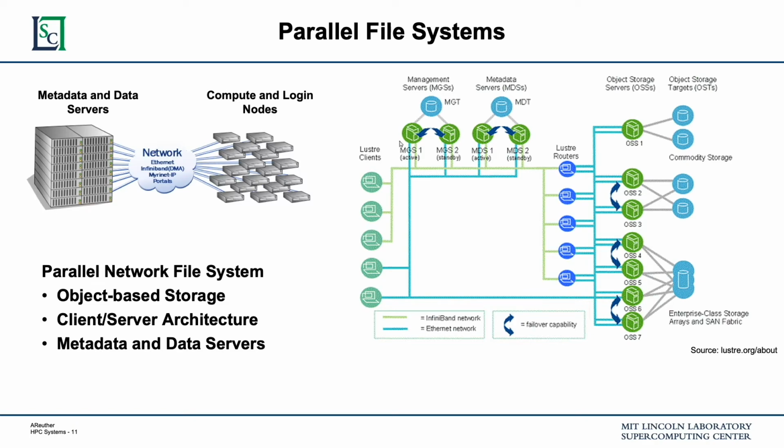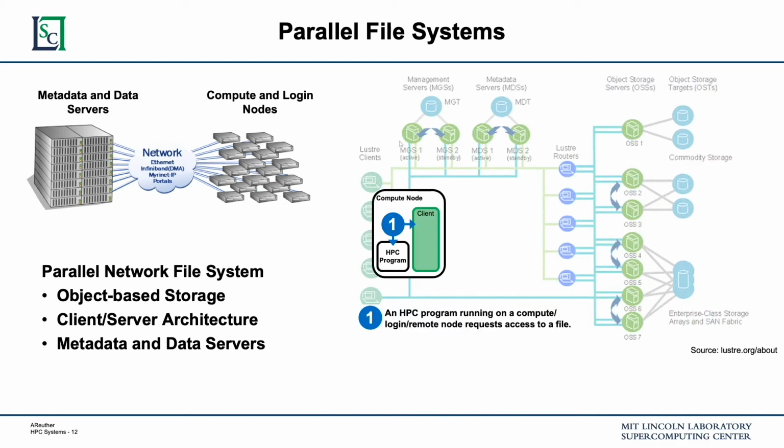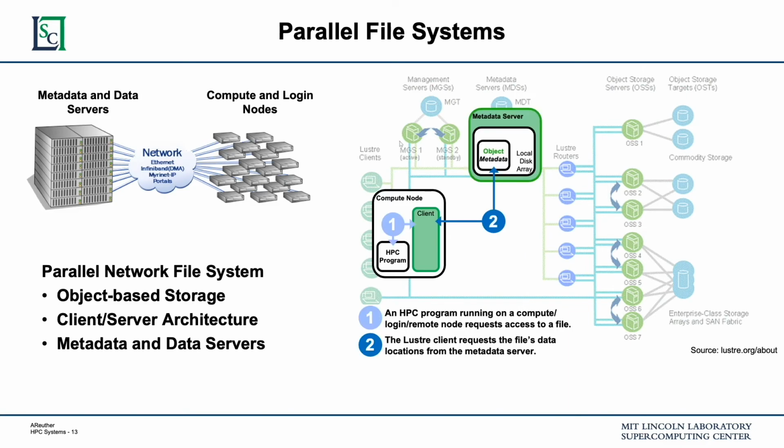Given the architecture that we just discussed, let us follow the activities involved in reading a file in the Lustre parallel file system, like the one installed on SuperCloud. At number 1, a program running on a compute node requests access to a file. Let's say that it wants to read the contents of the file into memory. The Lustre client on the compute node receives the request from the program, and it gets to work. At number 2, the Lustre client first makes a request to the Lustre metadata server for access to reading the data in the requested file. The metadata server responds with a list of the data servers to which the Lustre client must connect to receive the data of the file.